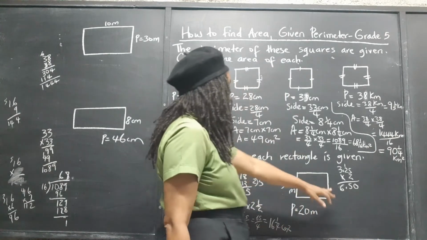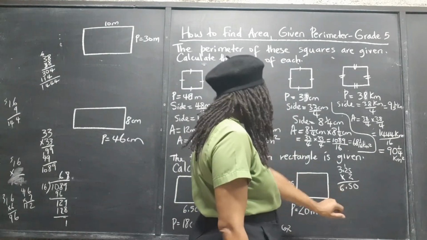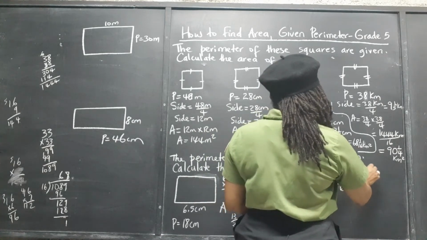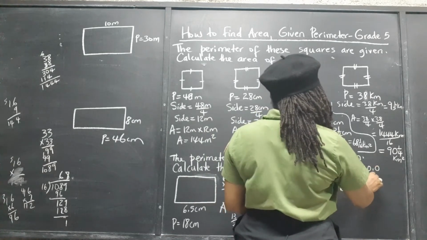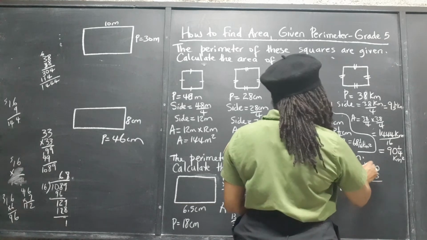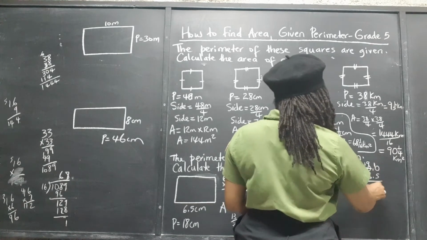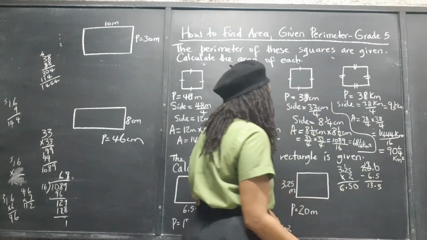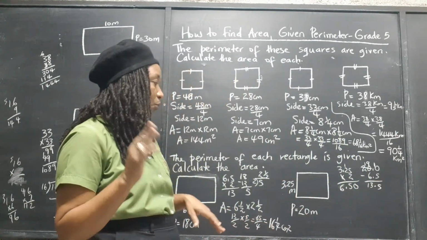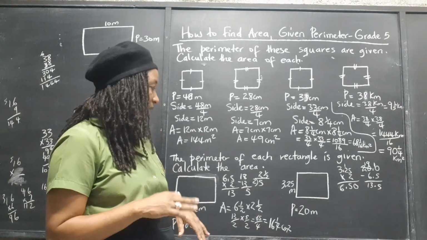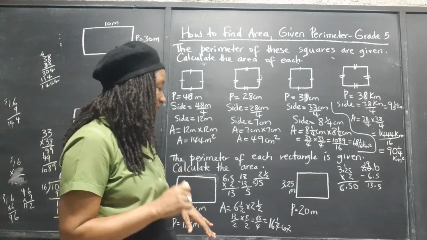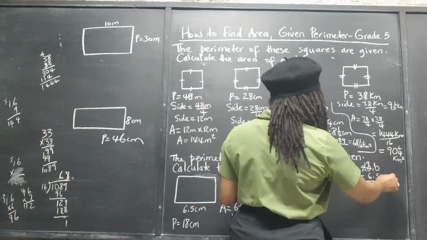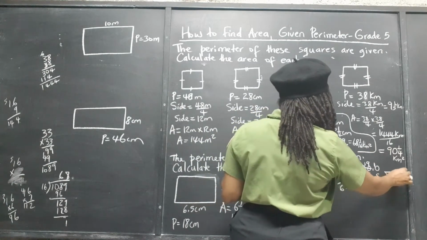So this represents, we need to take this now from the perimeter. So 20, take away 6.5. That leaves back 13.5, and that represents twice the length, right? 2 times the length. So we're going to divide that by 2, sorry.